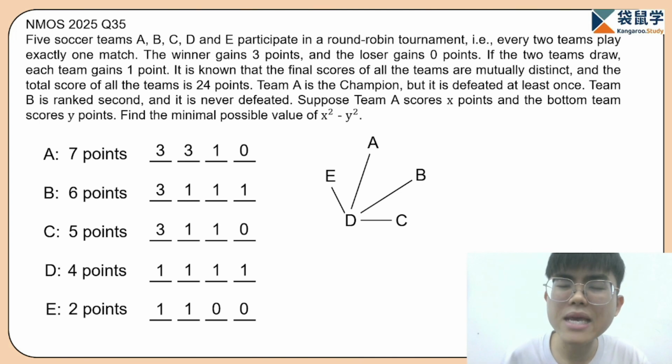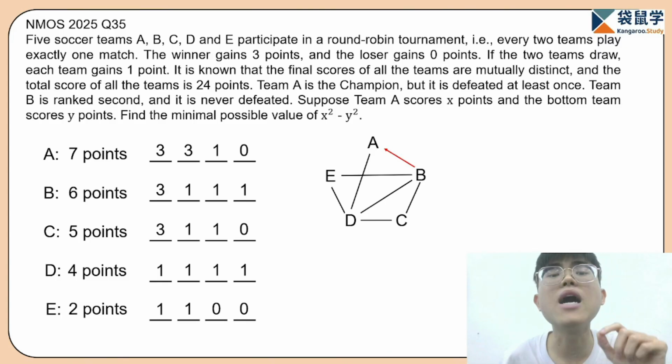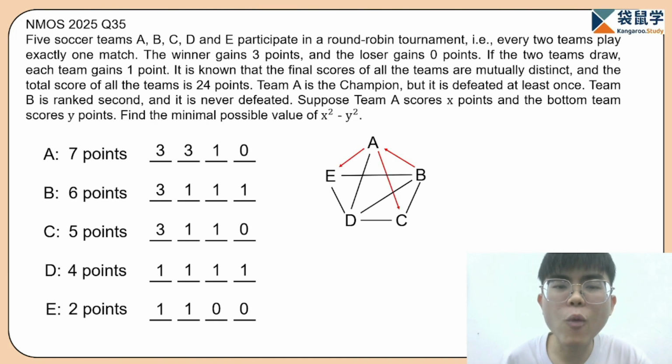Next, let's look at the team that also has a lot of draws, which is Team B. So Team B has 1 win. Since Team B ranks second, right? So let's assume that Team B defeated Team A. So I'll draw a red arrow that shows Team B defeated A. Then Team B will draw with the remaining 2 teams. Now we have found the loss match and the draw match for A. So the other 2 matches with E and C are wins. Finally, we have one last match, which is C defeated E.